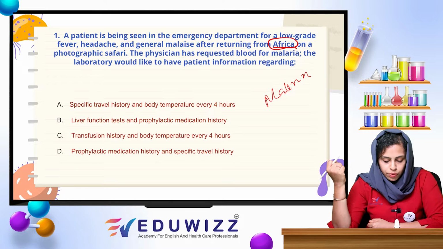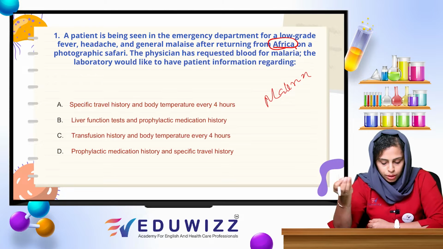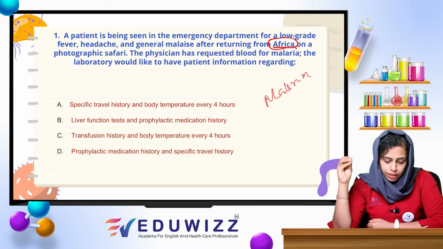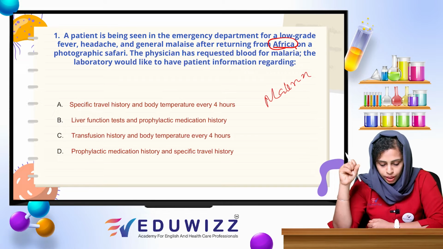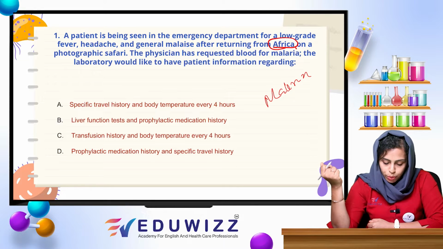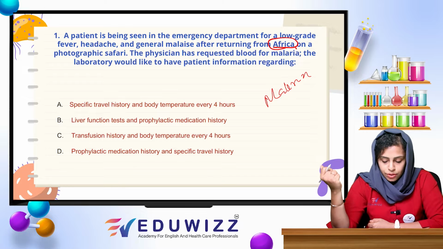The options are: specific travel history and body temperature every 4 hours; liver function test and prophylaxis medication history; transfusion history and body temperature every 4 hours; and prophylactic medication history and specific travel history.